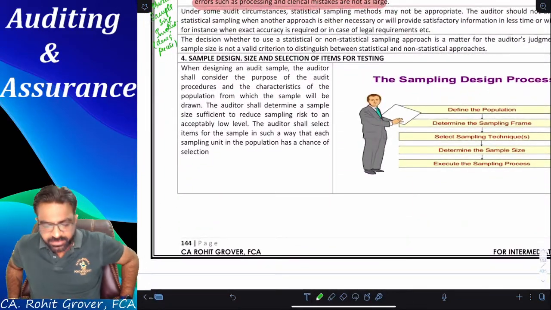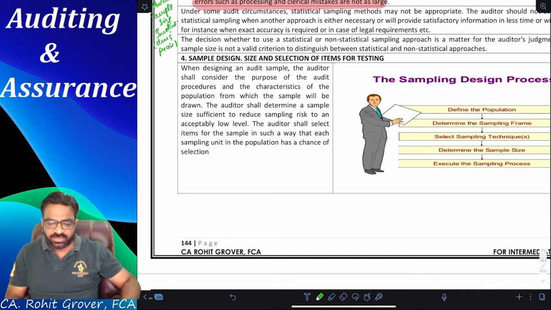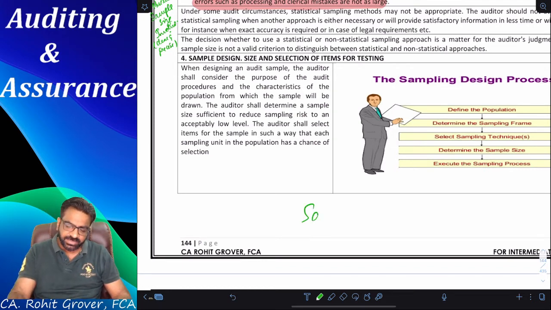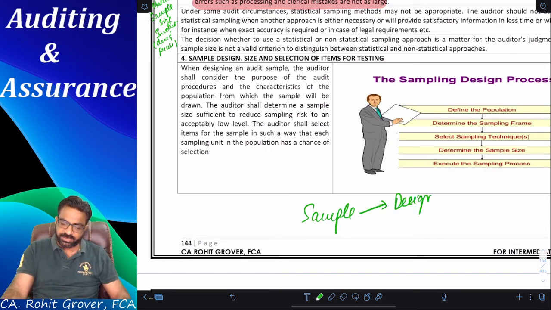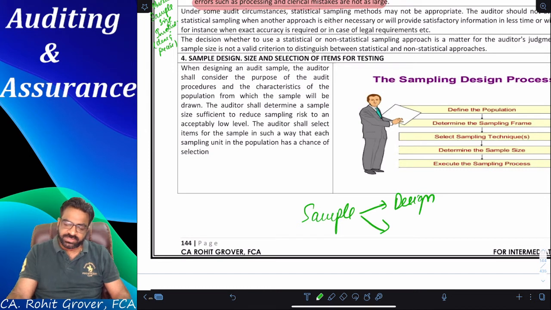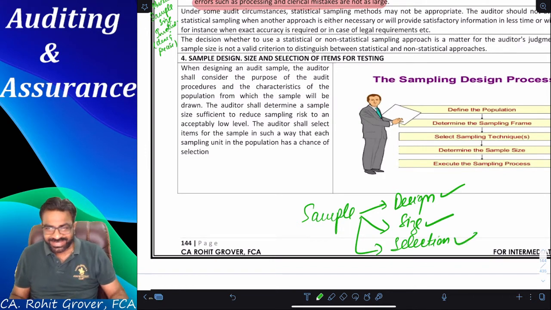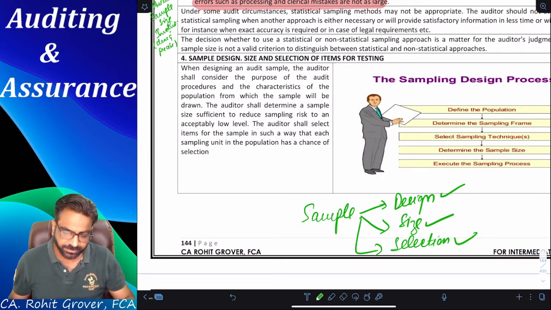Now let us understand the three things. What are the three things we have to understand? Sample design, size of the sample, and selection of the sample. So three things. How shall we do the designing of the sample? How shall we decide the size of the sample, and how shall we do the selection of the sample? So what should be the design of the sample? What should be the size of the sample? And how should we select the sample? That we are going to understand.